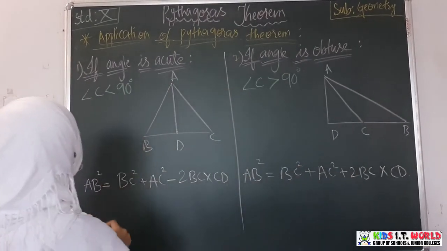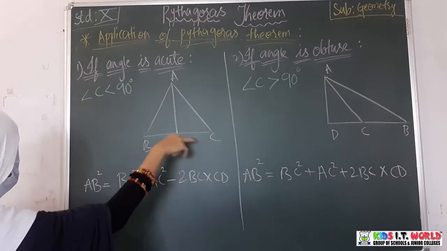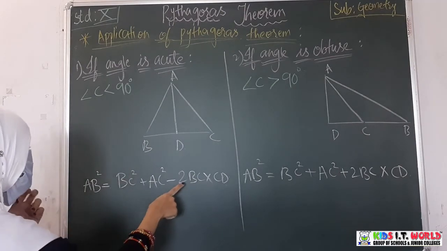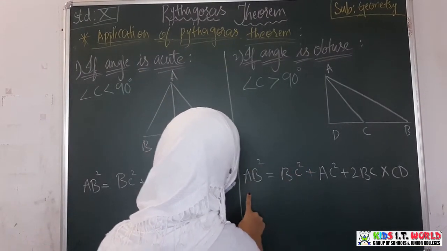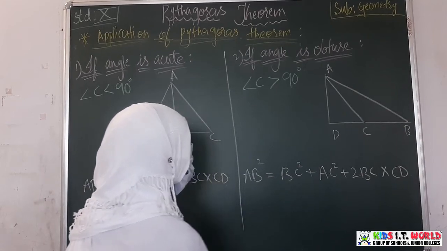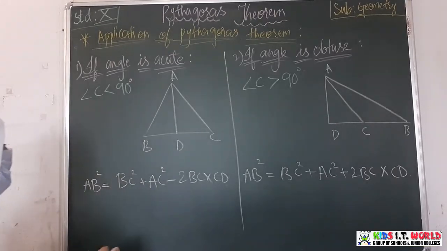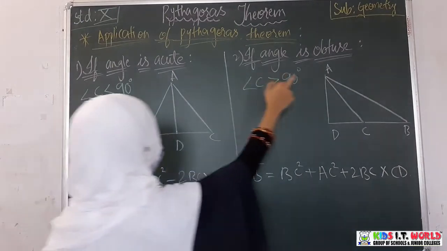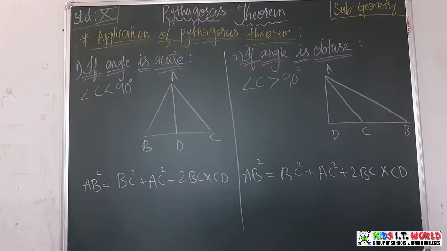Then the application of Pythagoras theorem is: AB square is equal to BC square plus AC square minus 2BC into DC. And the same for the obtuse angle: AB square is equal to BC square plus AC square plus 2BC into DC. The difference is that there is a minus sign here and a plus sign there. If the angle is acute, the minus sign is there. If the angle is obtuse, then the plus sign is there. This application of Pythagoras theorem is only used in solving examples.